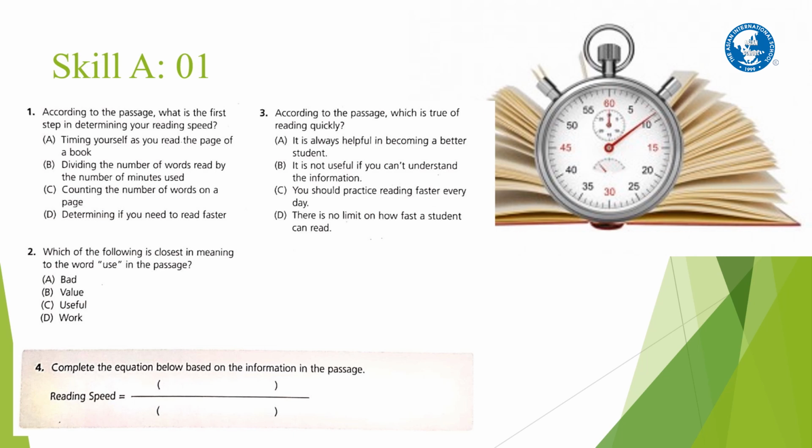Last one, number 4. We've got a kind of mathematics style equation. What divided by what equals reading speed? We should have had above the line there words and below the line minutes. Okay, give yourself a score out of 4 for that, and we will move on to number 2.